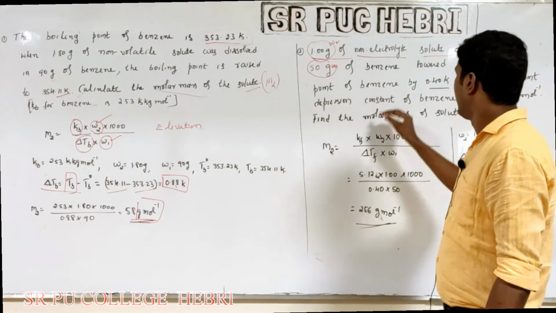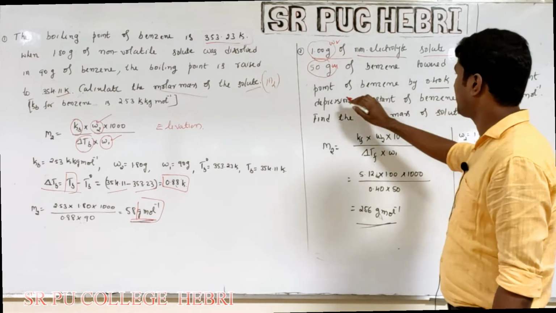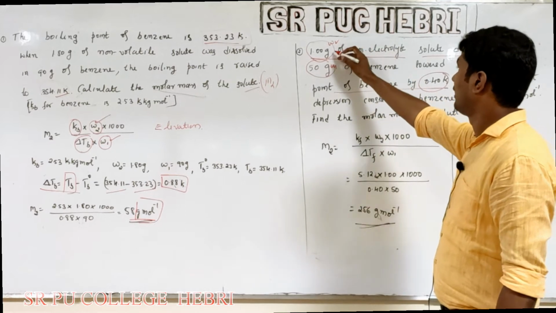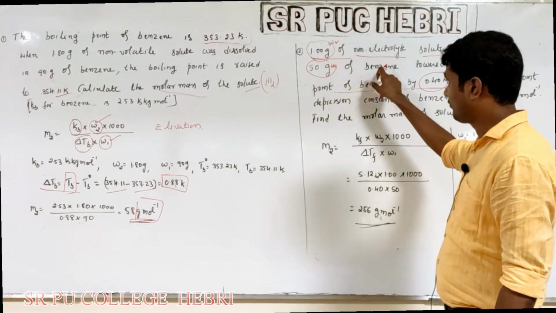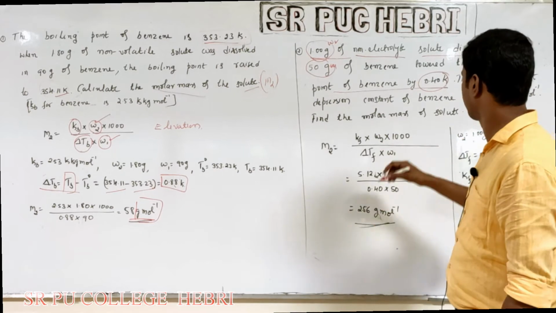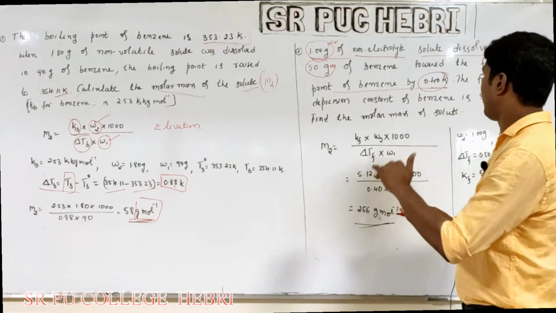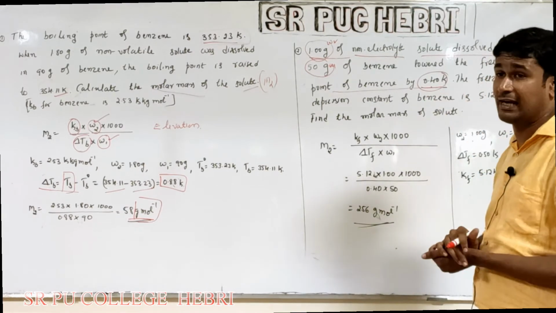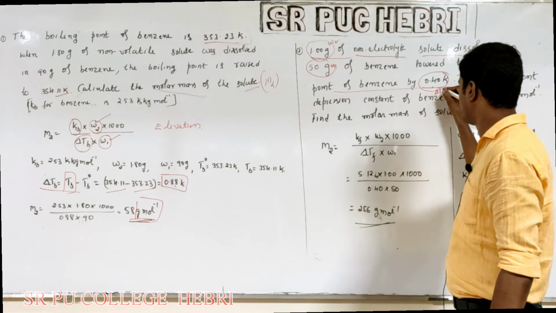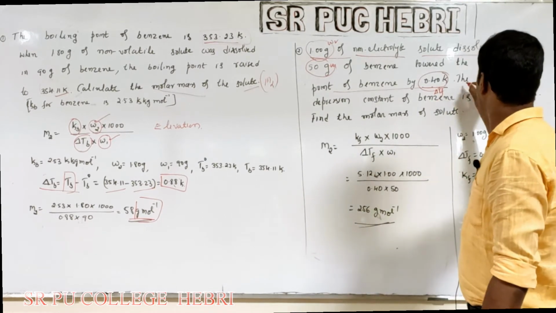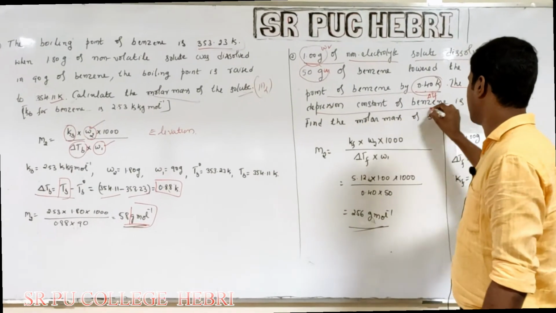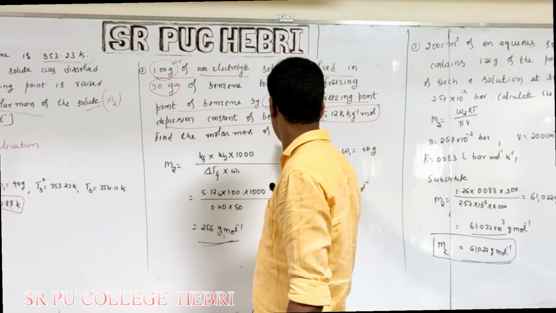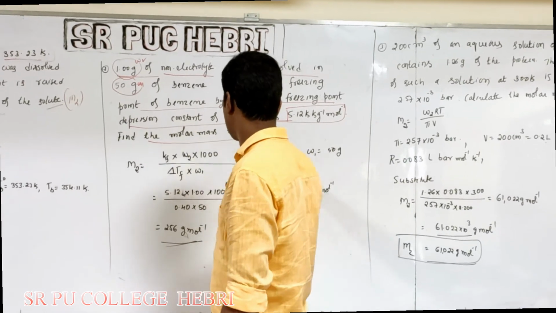W1 of benzene lowered the freezing point of benzene by 0.40 Kelvin. Okay, we dissolved 1 gram of non-electrolyte solute in 50 gram of benzene. Benzene is a solvent. The freezing point of benzene decreases, and the difference is given, that is 0.40 Kelvin. So here delta Tf is directly given. No need to calculate it again. The freezing point depression constant of benzene is 5.12 Kelvin kg per mole. Here Kf is given. Find the molar mass of solute.